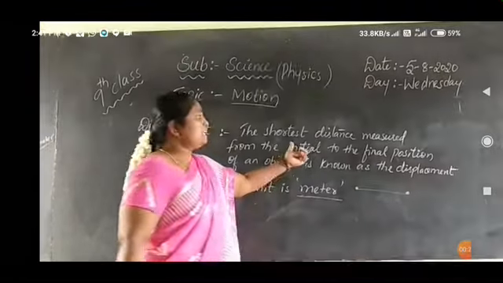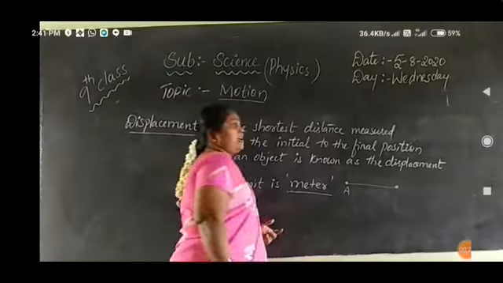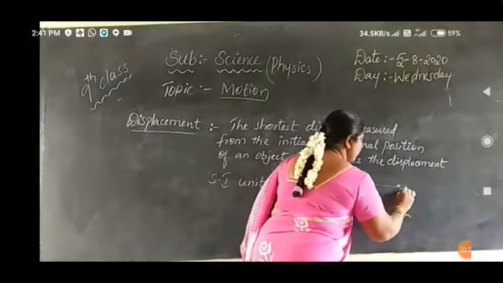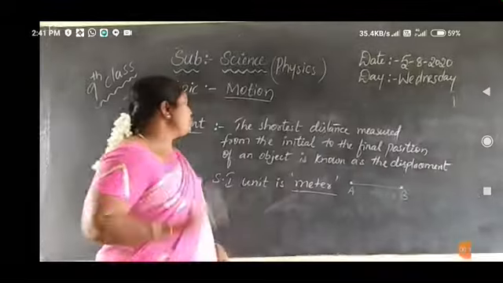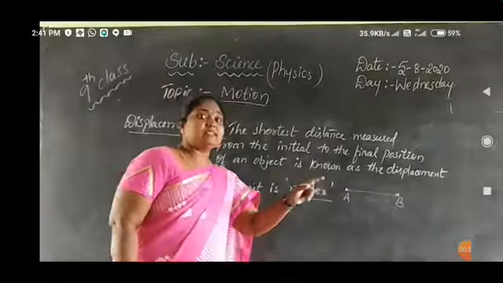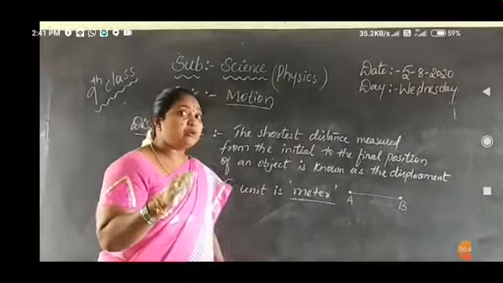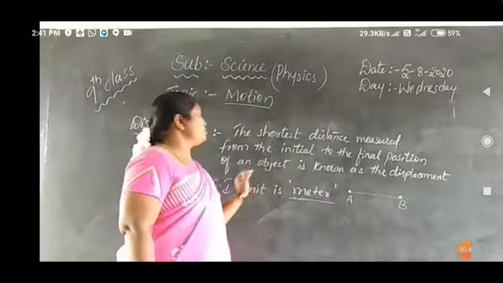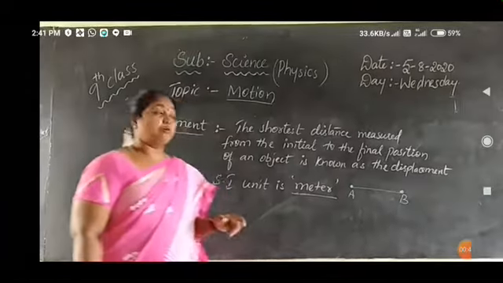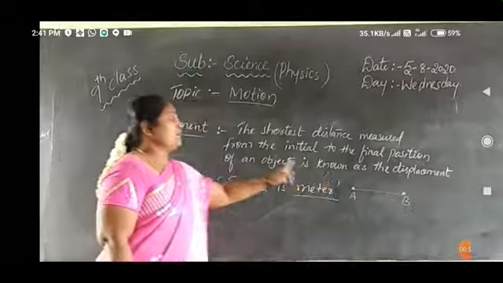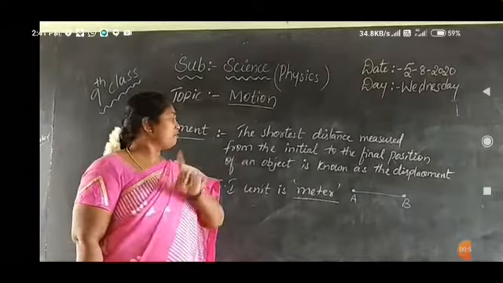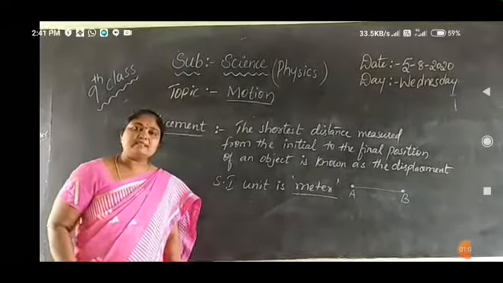So, what do we know? Initial point, as I have assumed, is A, and the final position of an object is B. So here we are denoting with the 2 points. The shortest distance we are going to measure, from where? From the initial to the final position of an object. So, from the initial position to the final position of an object, what we measure is known as the displacement. The shortest distance measured from the initial to the final position of an object is known as displacement.